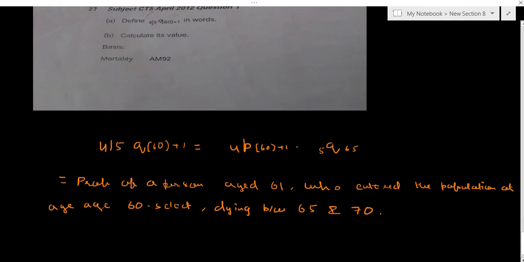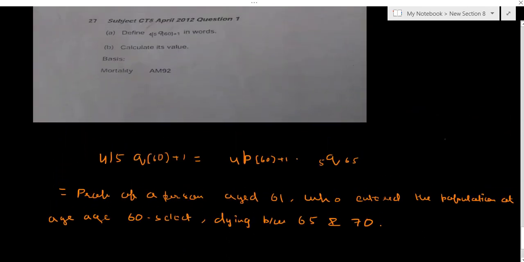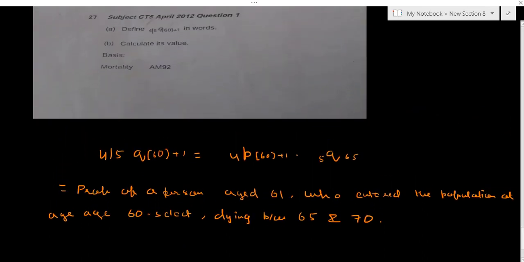So this is what this probability means, right? Now if I were to calculate the value of this probability, the definition is pretty straightforward. They are asking us to calculate this using, I think, the AM92 mortality. Let's check which mortality is to be used. Okay, AM92 is the mortality. We don't need the interest.